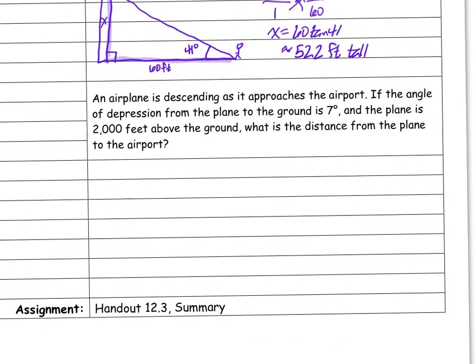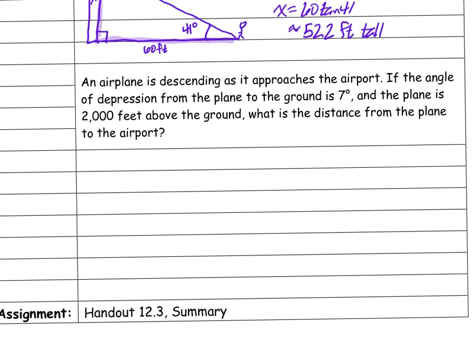And then if I can slide this up, the last problem. So an airplane is descending. Here's my airplane. Okay, don't laugh. It's descending to the airport. If the angle of depression from the plane, so here's the line of sight from the plane, is 7 degrees, and the plane is 2,000 feet above the ground, what is the distance from the plane to the airport?